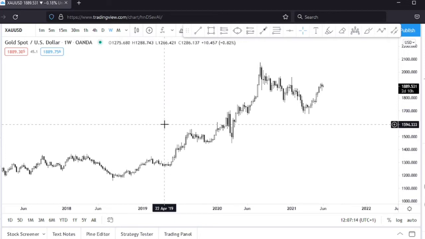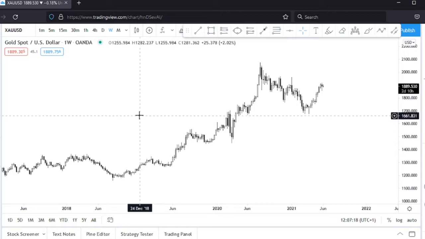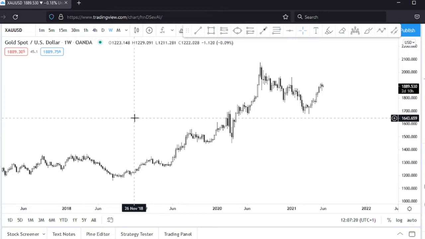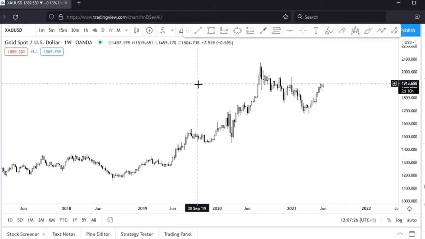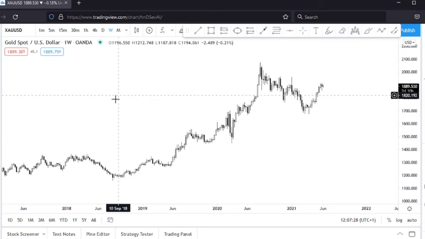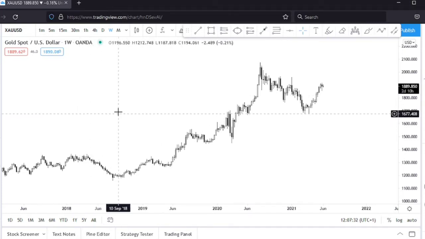Today I just want to give a quick midweek analysis for gold, EUR/USD, GBP/USD, and GBP/JPY. So I'm just going to do a top-down analysis and show you exactly how I draw my support and resistance areas as well as my trend lines.